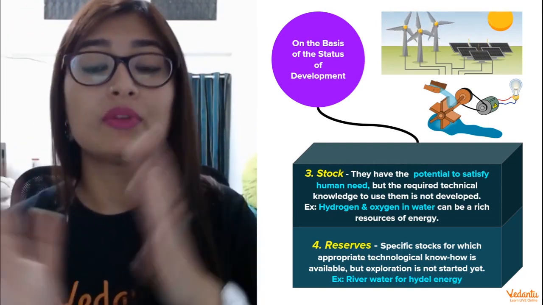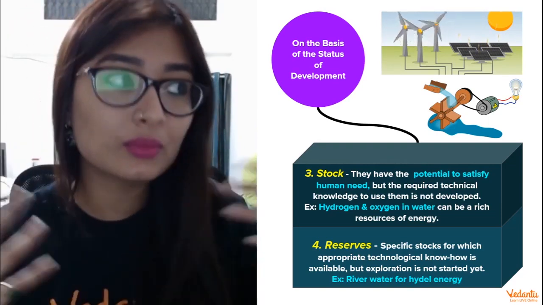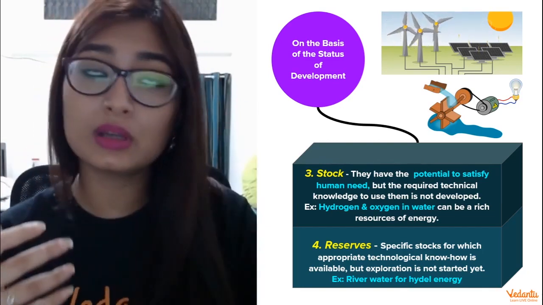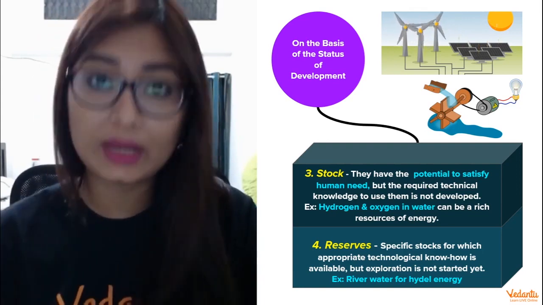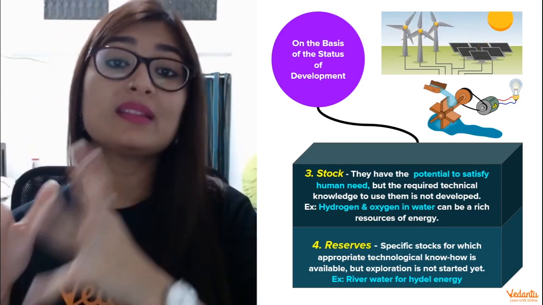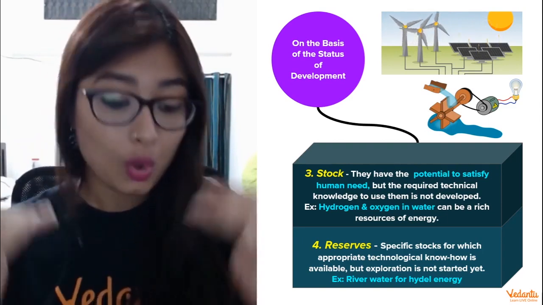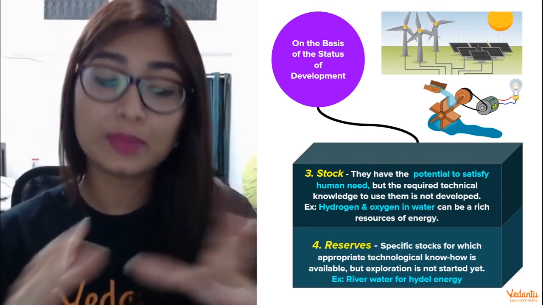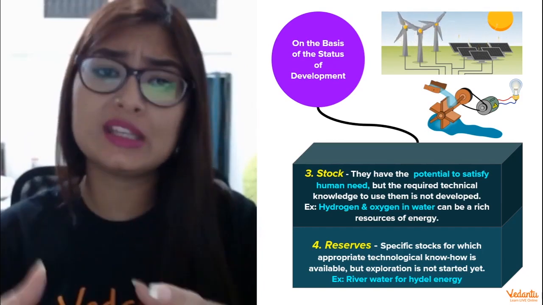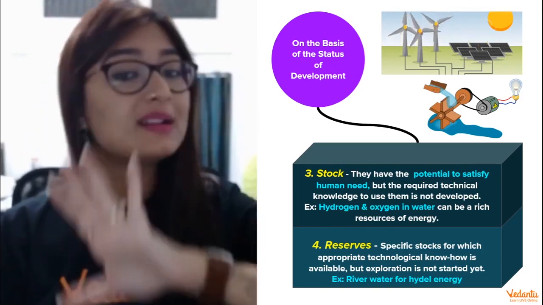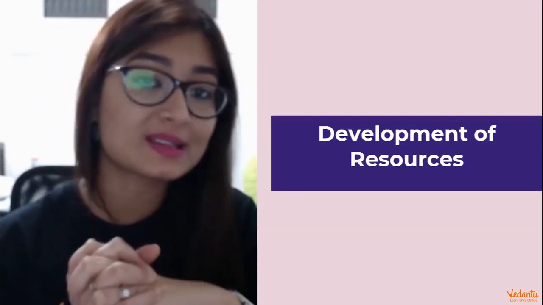For example, river water for hydel energy. We know that the water in the rivers and the dams can be used to produce electricity, hydroelectricity, right? But using that hydel energy has still not started. We are aware of it. We have the technology to do it, but because we are not doing it for whatever limitations, it is qualified as reserves and somewhere falls under the category of stocks.